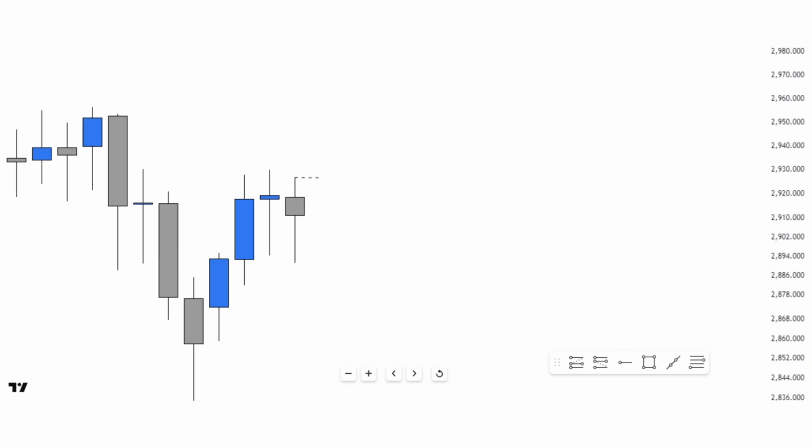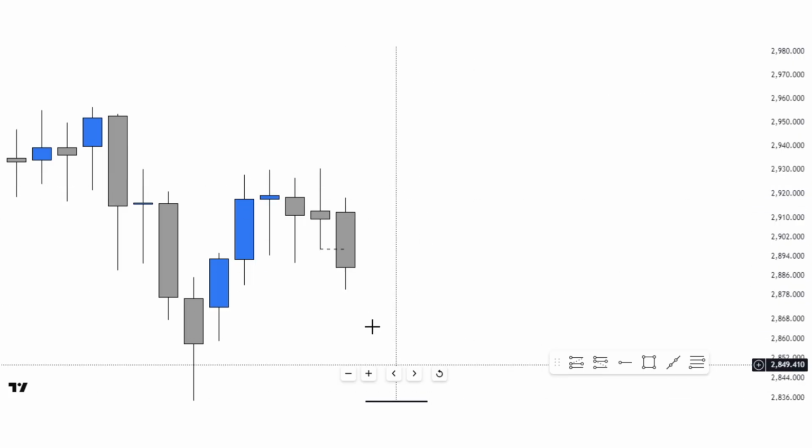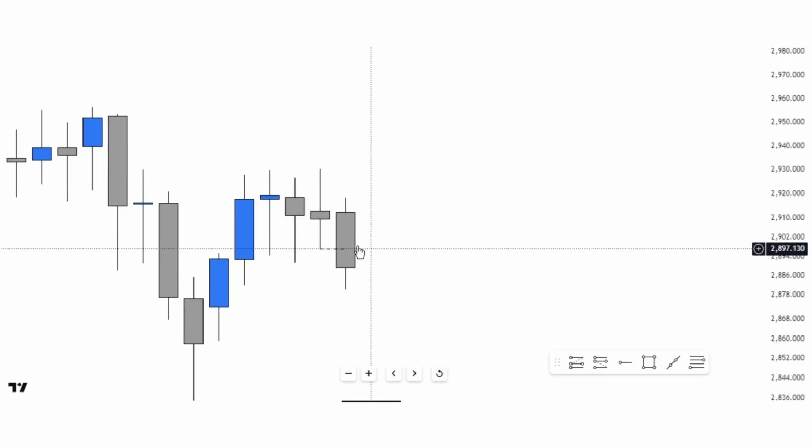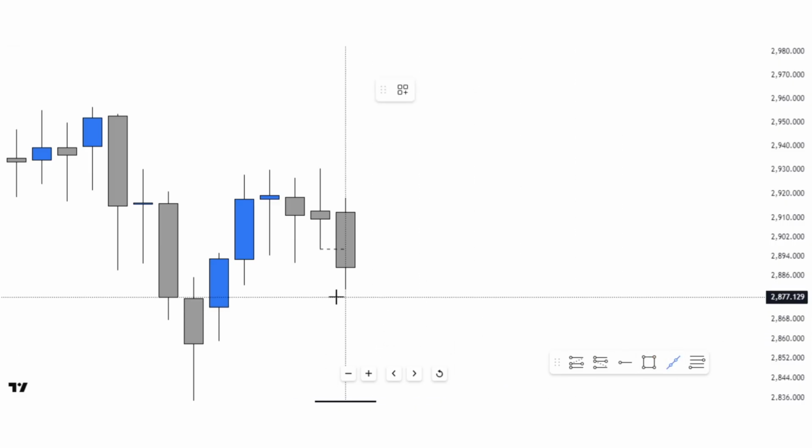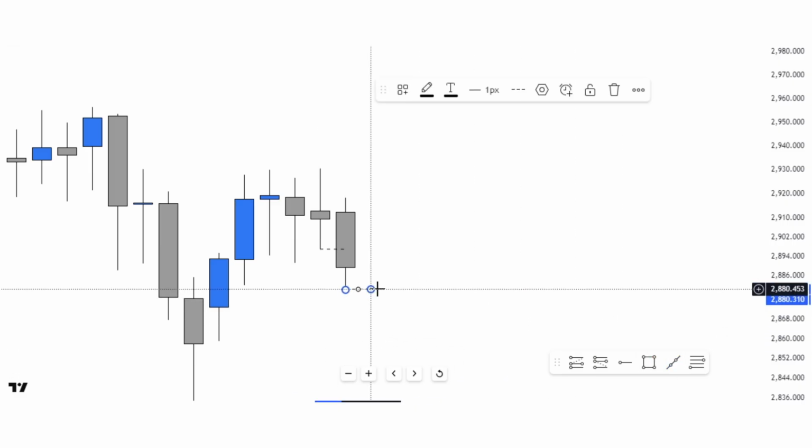Now let's see what price does after that. Price wicks into this prior day high, but closes below the prior day high. And that gives us a signal that price is going to the prior day low. And what does price do? Price closes below this prior day low, giving us a signal that price is likely to head down lower.